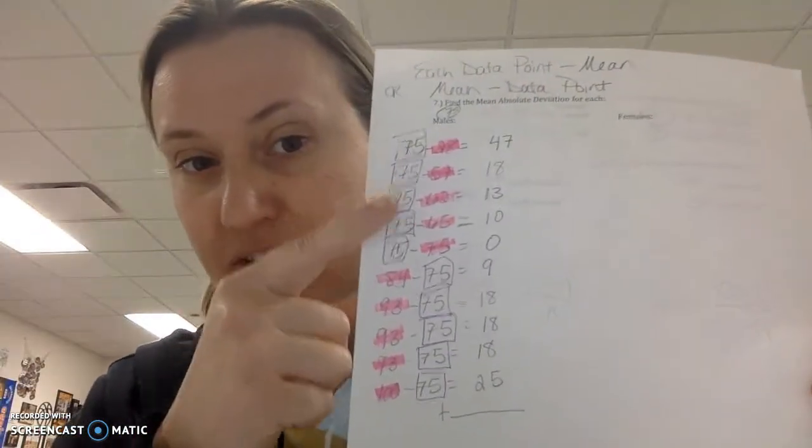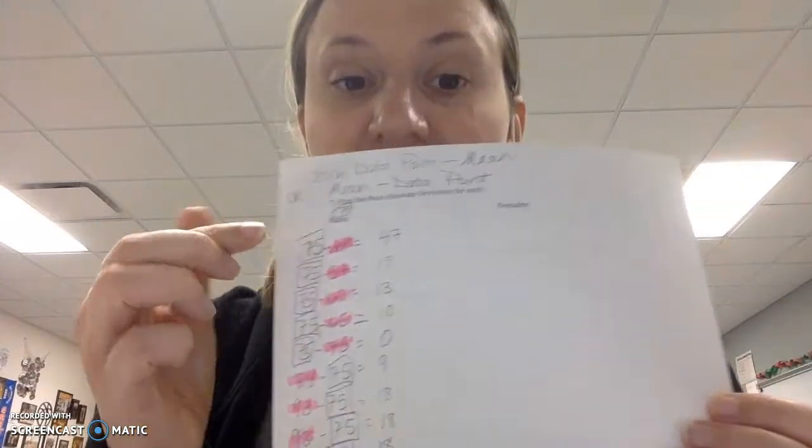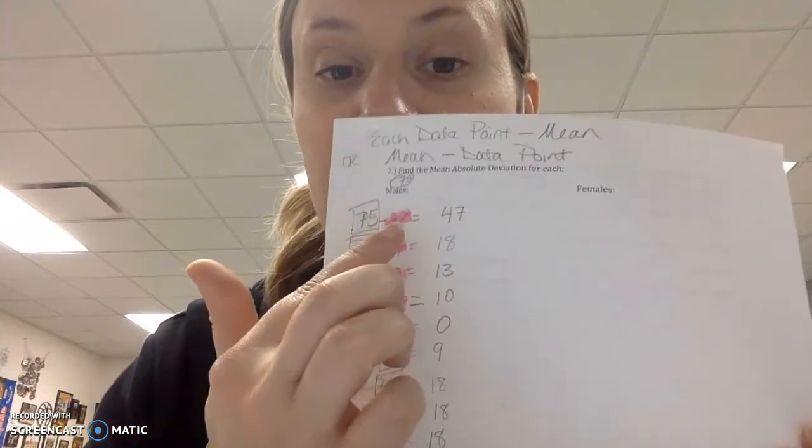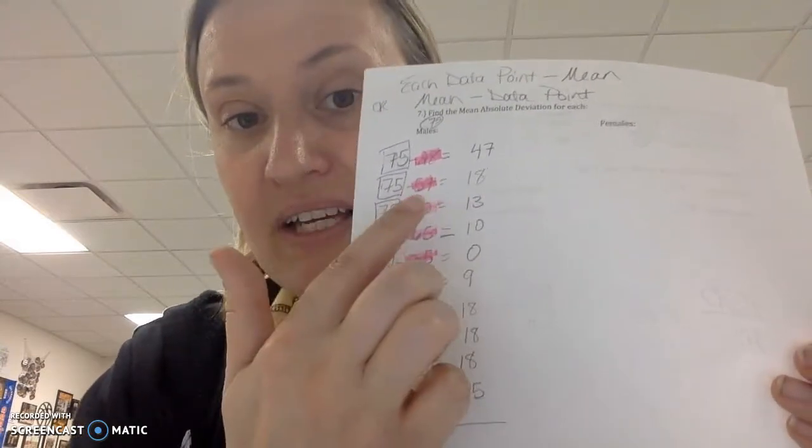In the purple box is my mean. So all of these 75s are my mean. That was our mean for the males that we had found on the other side. So what I did is I took each data point from our stem and leaf plot and subtracted it from the mean. So I have 75 minus 28. 28 is my data point. Everything highlighted in pink is the data point. 75 minus 57, and so on and so forth.